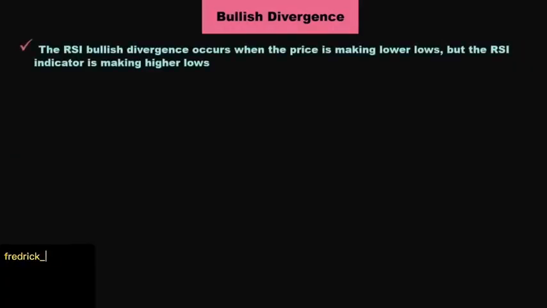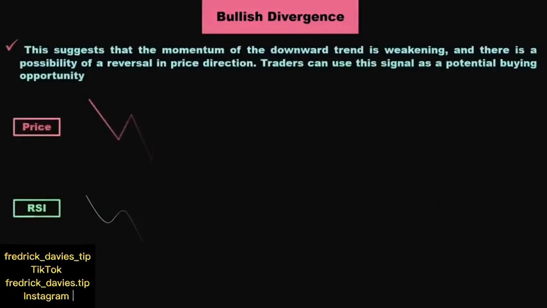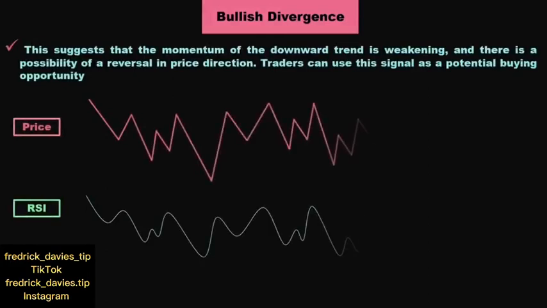RSI bullish divergence occurs when the price is making lower lows, but the RSI indicator is making higher lows. This suggests that the momentum of the downward trend is weakening and there is a possibility of a reversal in price direction. Traders can use this signal as a potential buying opportunity.